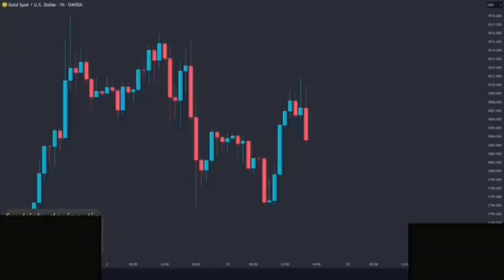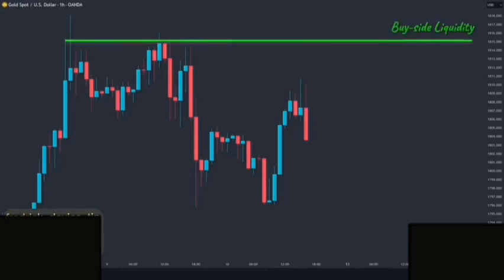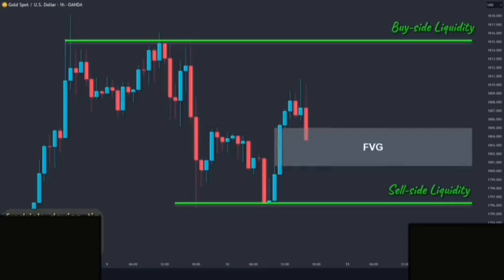Here we have gold on the 1-hour chart. Let's identify the buy-side and sell-side liquidity zones on the chart. Here at the top, this triple top contains tons of liquidity, and at the bottom, these equal lows are our sell-side liquidity area. We also have this area of fair value gap, which means we have buy-side imbalance and sell-side inefficiency, so we anticipate that the price will patch this area. However, right now we don't have a clear bias of which side the price will move. So let's see what the price would do next.